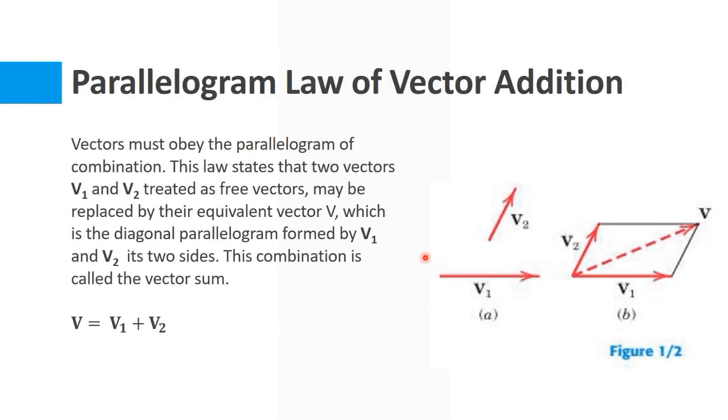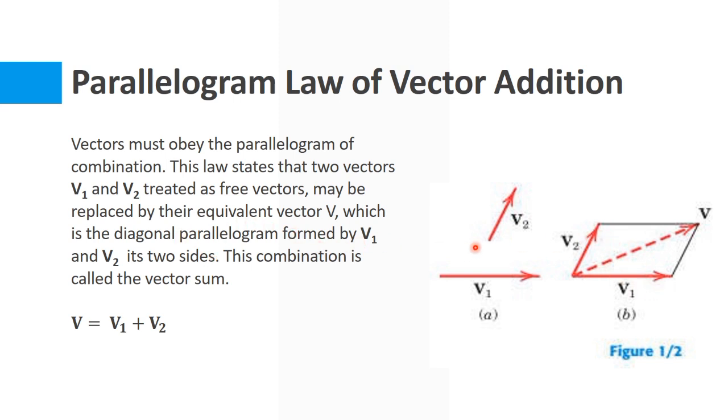Now we have to discuss the addition of vectors. Vectors can be added by the parallelogram law of vectors. This law states that vectors must obey the parallelogram law of combination. Two vectors, for example this is v1 and this is v2, treated as free vectors, so we can move them anywhere, may be replaced by their equivalent vector v. This is the equivalent vector v, which is the diagonal of the parallelogram formed by v1 and v2.